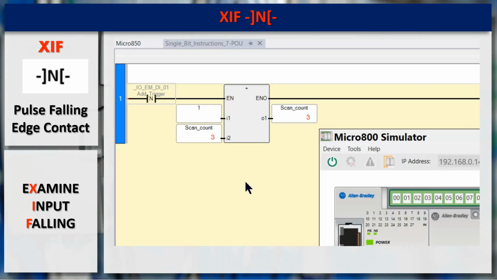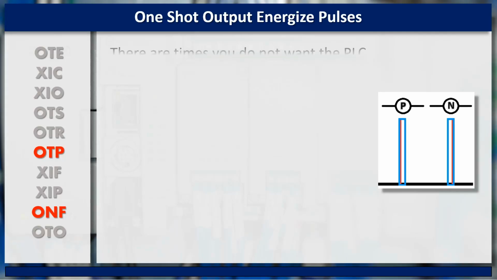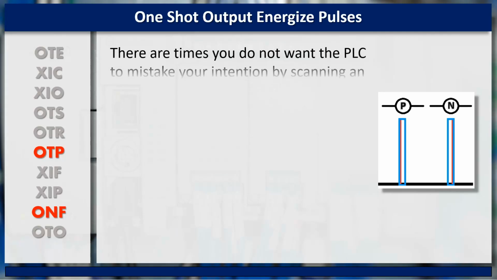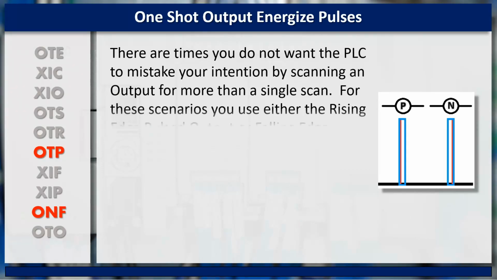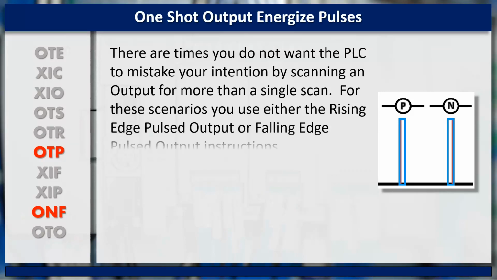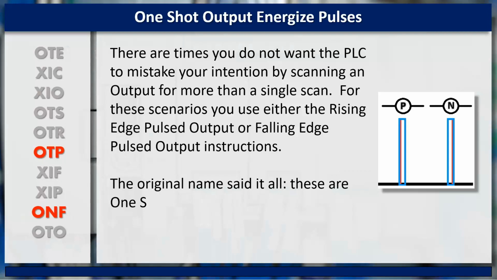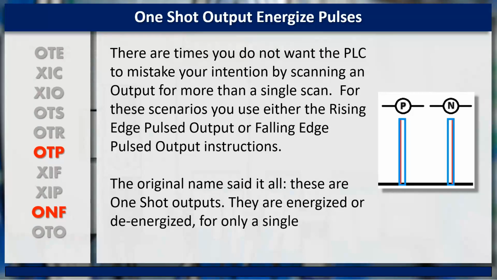Now there are times when you may want an output to do something for only a single scan, and that's coming up. There are times you do not want the PLC to mistake your intention by scanning an output for more than a single scan. For these scenarios, you use either the rising edge pulsed output or the falling edge pulsed output instructions. The original aim was one shot. These are one shot outputs. They are energized or de-energized for only a single scan.